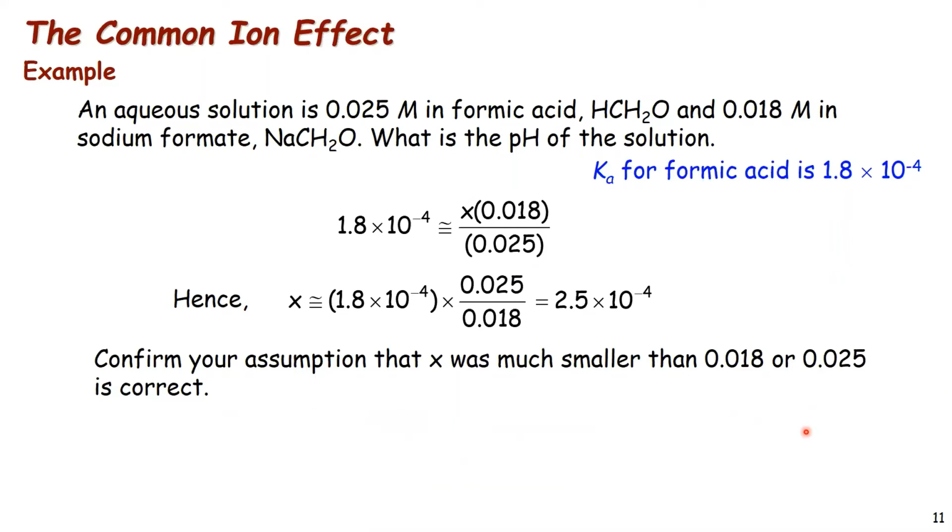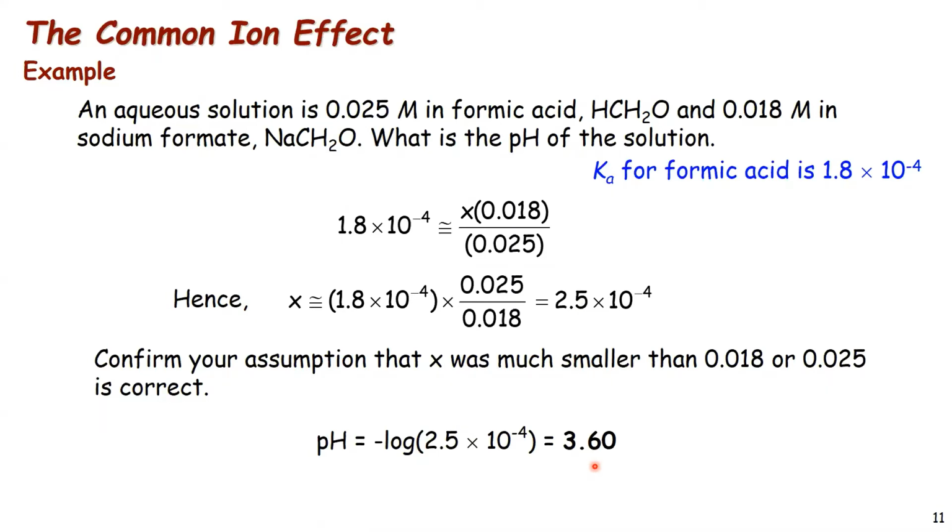Okay, so we were allowed to do that. So now, of course, the 2.5 was the equilibrium constant. If you look at the ice table, it was the equilibrium concentration of the hydronium ion. And therefore, the pH is going to be the negative log of that, which comes out to be 3.6.